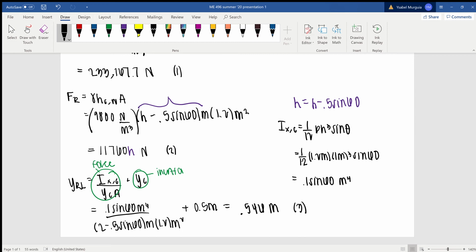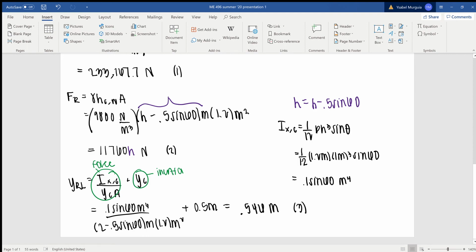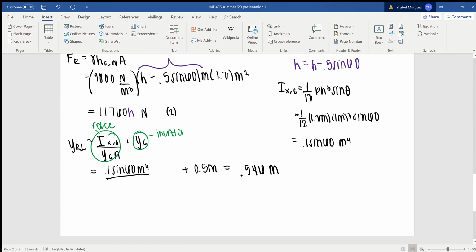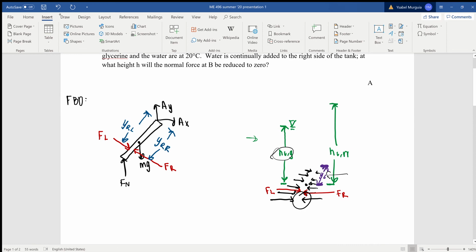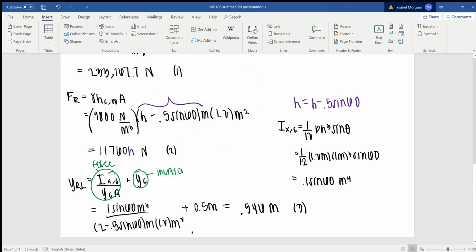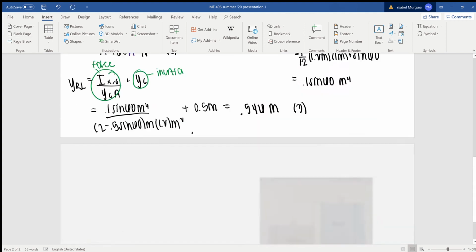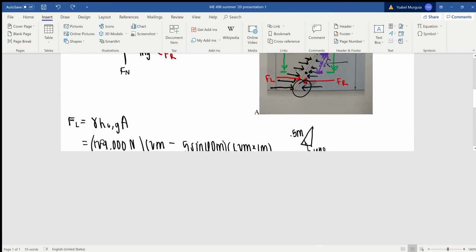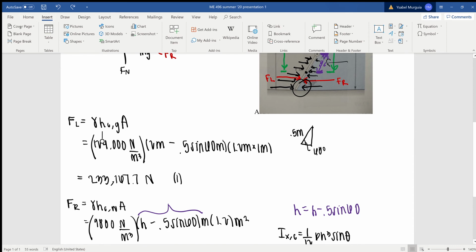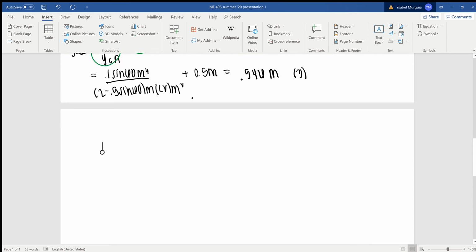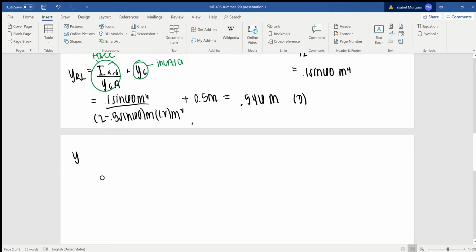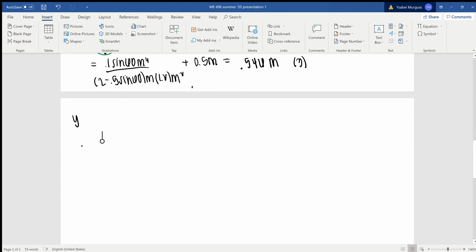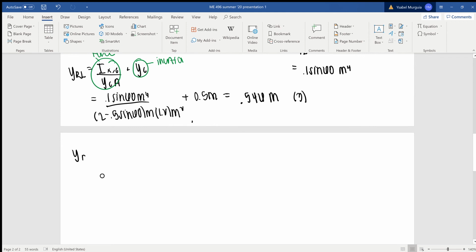Let's go to, how do I add another page? Okay. Whoops. I'm not too sure. One second. Okay, so now that I have that, I'm going to go ahead and solve for y sub, okay, why is it doing that? I love and I hate technology.